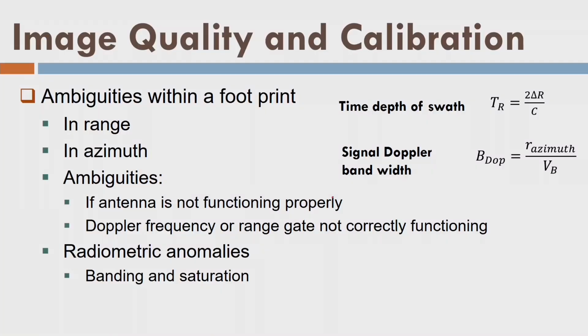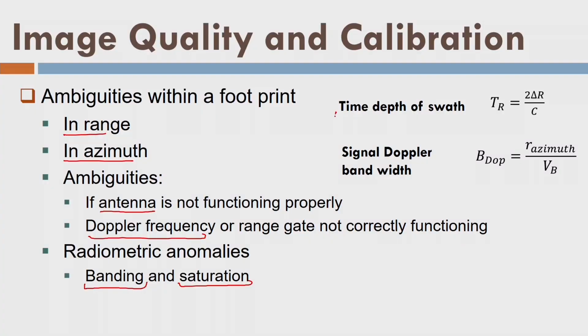Now we have ambiguities also. So we have ambiguities in the range, we have ambiguities in the azimuth, and then we have ambiguities contributed by the receiver antenna and by Doppler frequency. And then we have some phenomena called banding and saturation. What is saturation? Saturation is the point over which, even if the power of the reflected signal is coming, the sensor cannot measure. What is banding? Banding happens in the flight direction where bands are created in the radar image. So that is called banding, and that is also a kind of ambiguity.